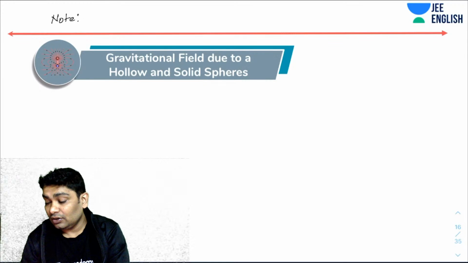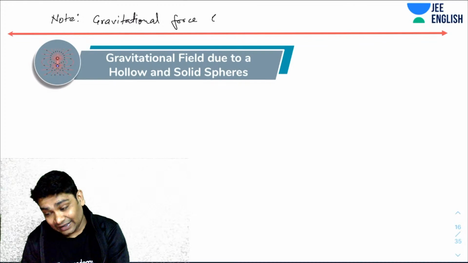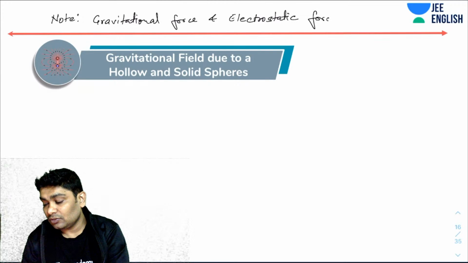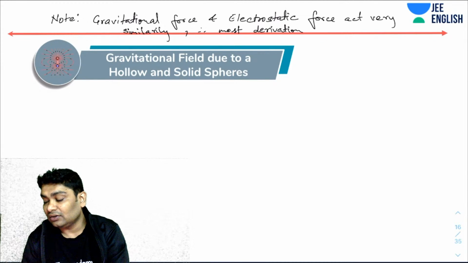So please note, gravitational force and electrostatic force act very similarly. So what will happen is that most of my derivations, therefore most derivations, are identical. Derivations and formulae are identical.